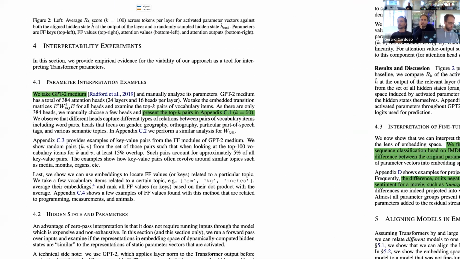So in terms of the experiments they do, the first is a simple task of interpreting the parameters in a GPT-2 model. They take, for example, one of the transition matrices and examine the top K pairs of vocabulary items. And they present in the appendix what comes out.